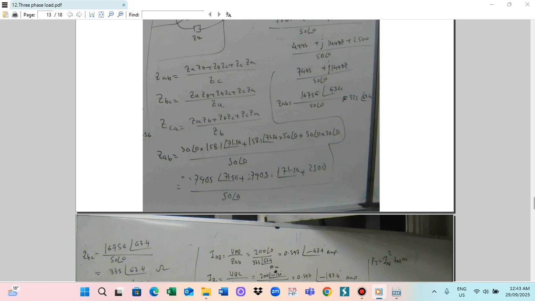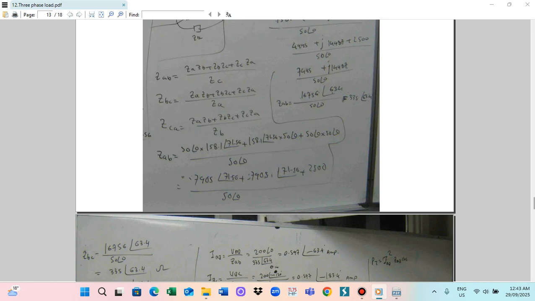16756 angle 50, and for ZBC you have to divide it by ZE. So ZE is also 50 angle 0. So this one is also the same, 335 angle 3.4. And then ZCA. ZCA divided by ZB. So ZB is this one, 16756 angle 3.4.